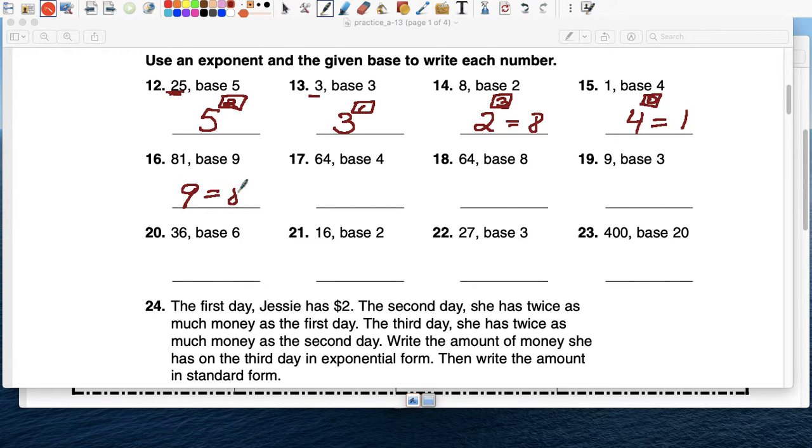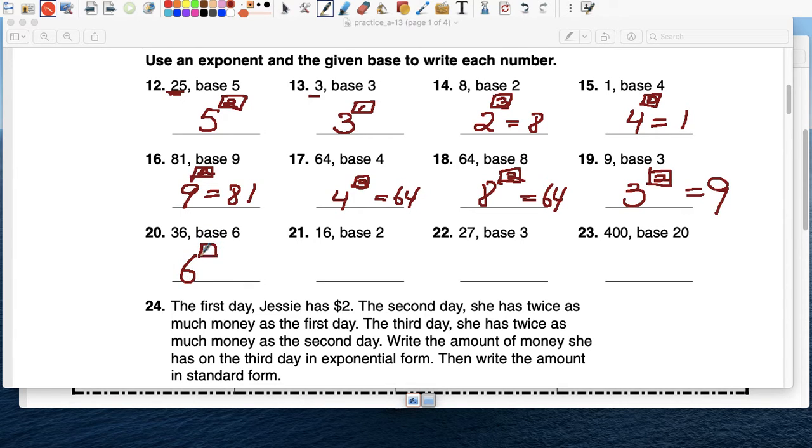9 to what power equals 81? 9 times 9, so that would be 9 to the 2nd power. 4 to what power equals 64? That would be 4 times 4, which is 16, times 4 is 64, so 4 to the 3rd power, right? 8 to what power gives you 64? That would be 8 to the 2nd power, because 8 times 8 is 64. 3 to what power equals 9? Would be 3 to the 2nd power, because that would be 3 times 3.